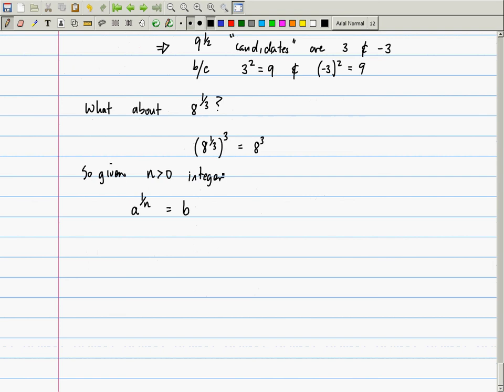So now what we're doing is we're defining every expression that looks like a to the 1 over 2, a to the 1 over 3, a to the 1 over 4, a to the 1 over 5, etc. So we're going to define all of these things. A to the 1 over n is equal to b means that a is b to the n.